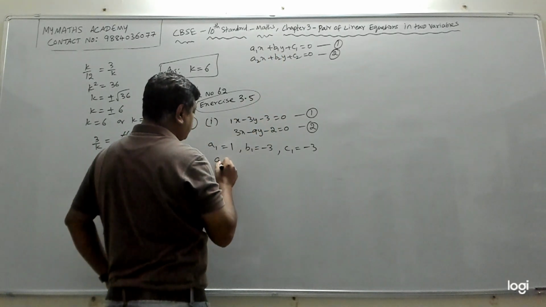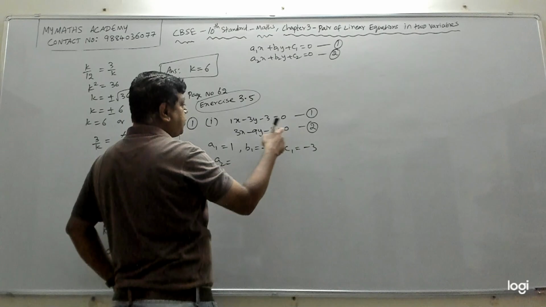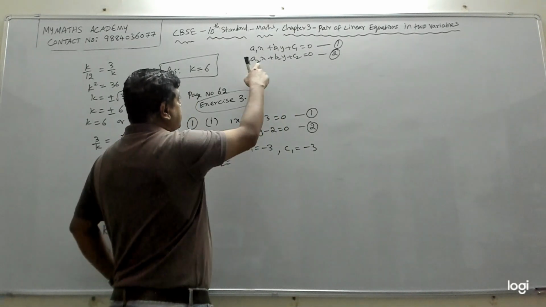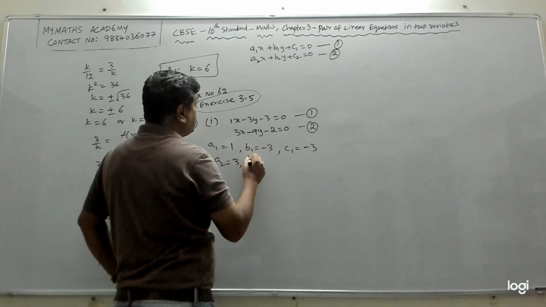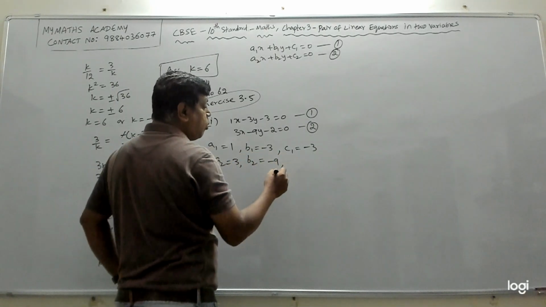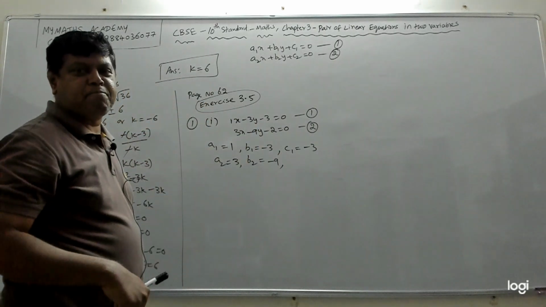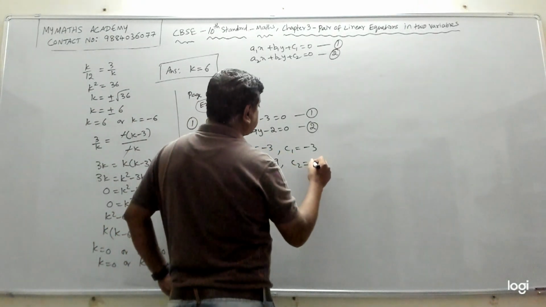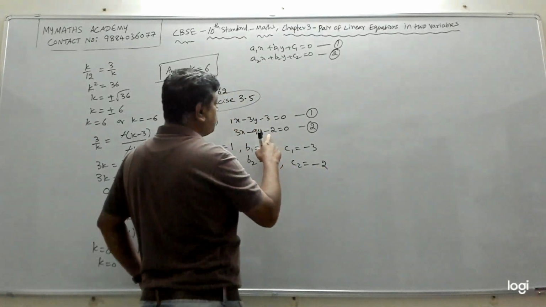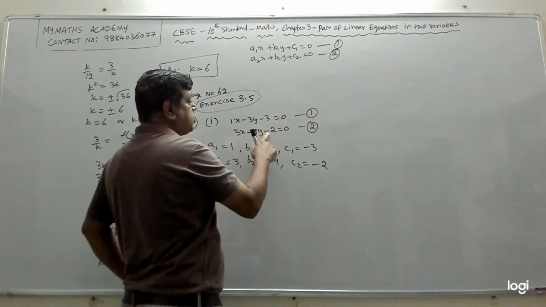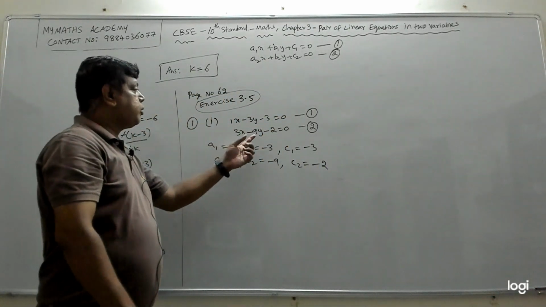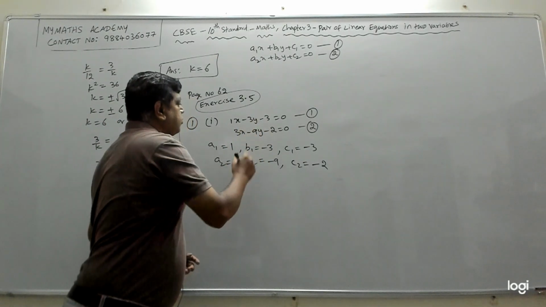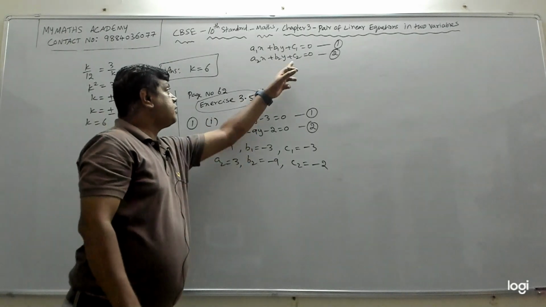Now what is a2? a2 is the coefficient of x in the second equation. We have to compare the second equation of this with the second equation of this. a2 is 3, b2 is 9. No, minus 9. b2 is minus 9. What is c2? c2 is minus 2, not 2. Don't say c2 as 2. c2 is minus 2. Right? b2 is minus 9, c2 is minus 2.